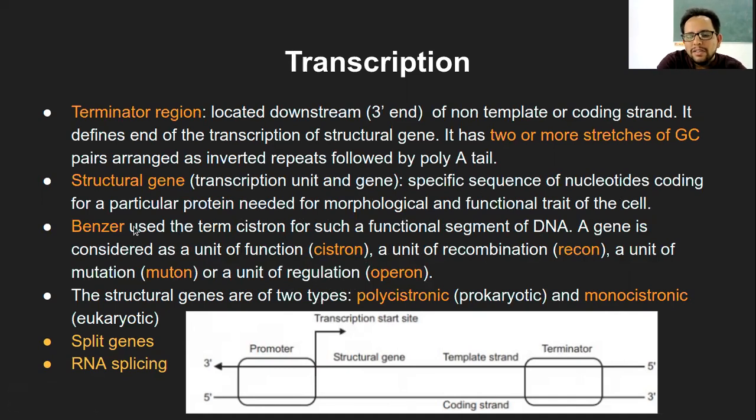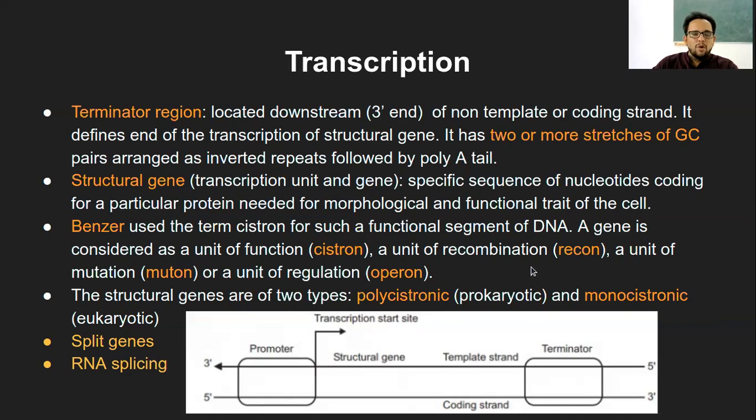He started studying these transcription processes and so on. So again, you just need to remember these names and what they refer to: muton, mutation; recon, recombination, and so on. Cistron we have already studied, and operon is probably the new one, which is the unit of regulation. There are things called lac operons, which are a stretch of particular genes responsible for controlling these transcription and translation processes. And that's what this operon is.